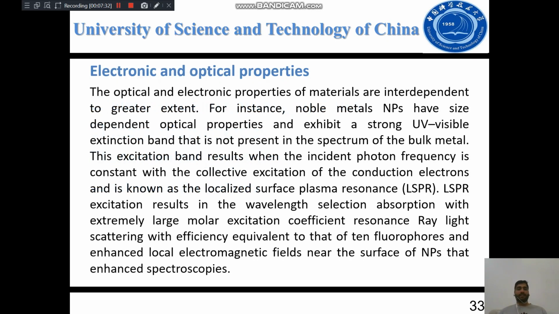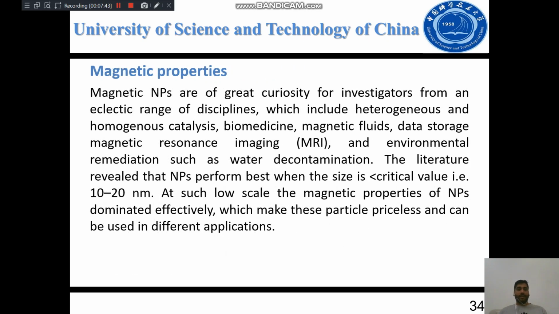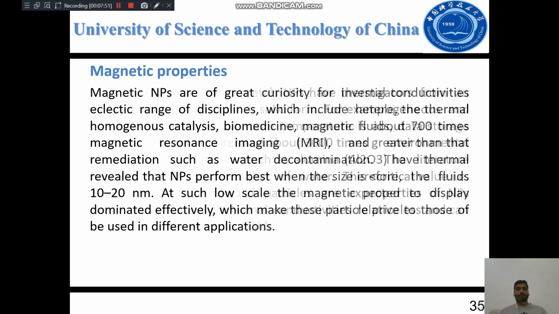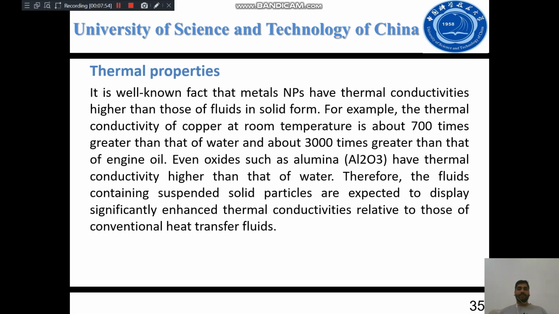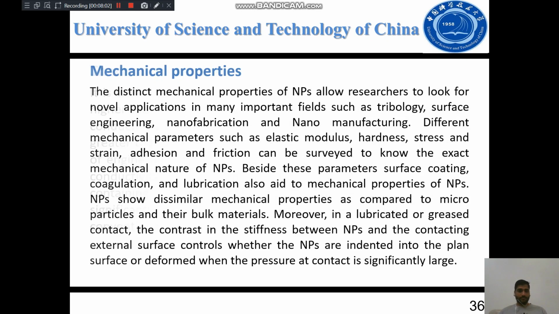Electronic and optical properties. The electronic and optical properties of materials are interdependent to a great extent. For example, noble metals have size dependent optical properties. Magnetic properties are of great curiosity to investigators, with a wide range of applications which include heterogeneous and homogeneous catalysis. Thermal properties. Metals have thermal conductivities higher than those of fluids and solids. Mechanical properties. This allows researchers to look at novel applications in many important fields such as surface engineering, nanofabrication, and nanomanufacturing.